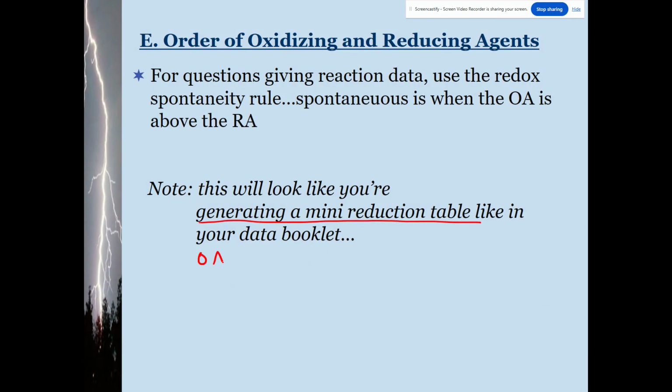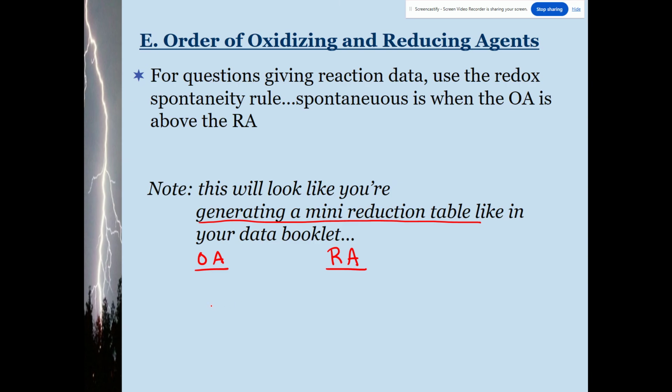So the OAs are on the left-hand side. Sorry, my dogs are playing. The RAs are on the right-hand side. And we're going to use our spontaneity rule and, like a puzzle, place all of the species' relative heights to each other based on if they're spontaneous.